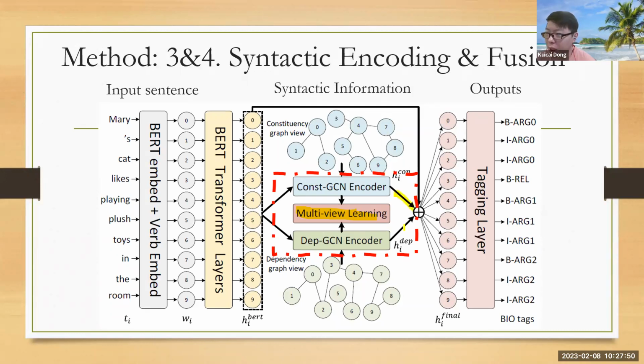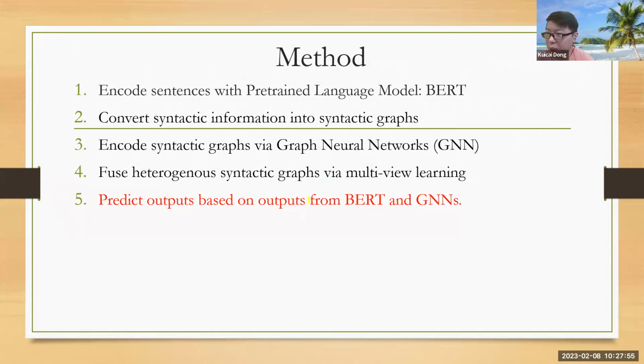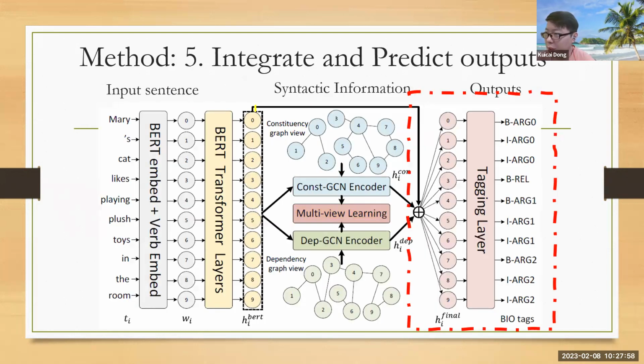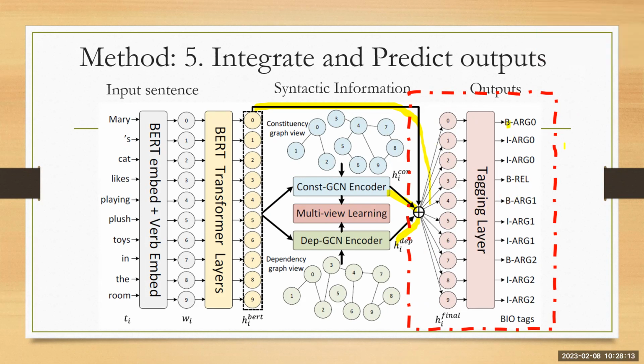Finally, we aggregate the outputs from BERT and the two syntactic encoders into a combined one to perform our final tagging. Tagging means we try to classify each token or each word. The tagging layer is in charge of generating the outputs.